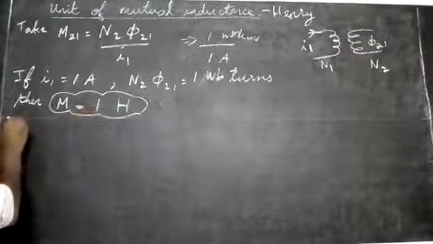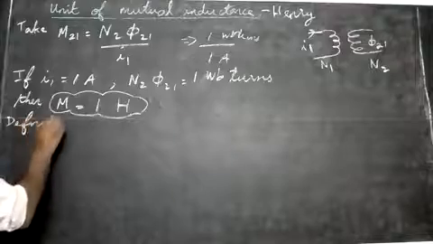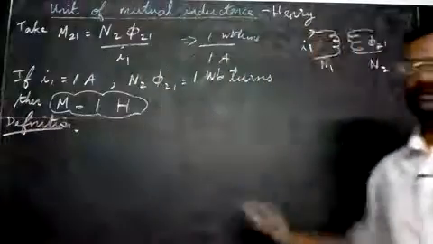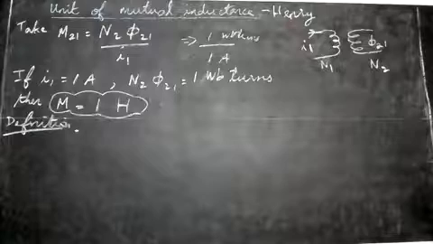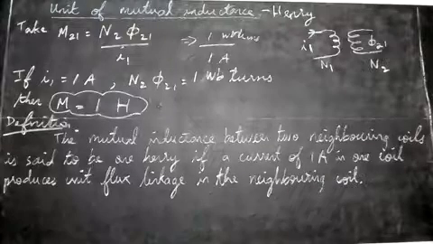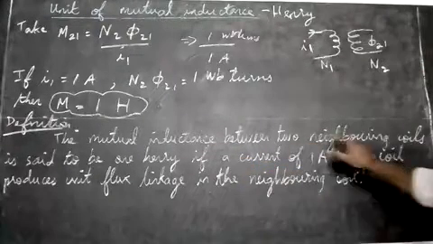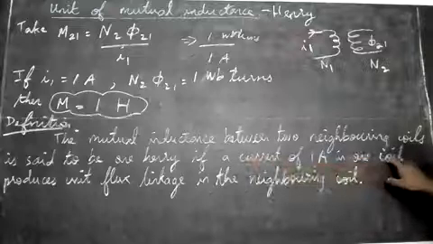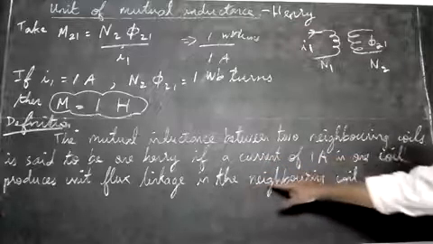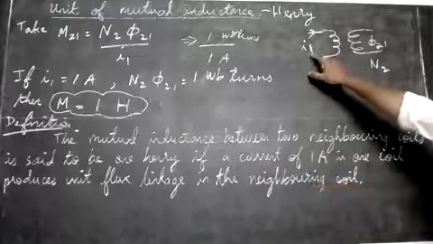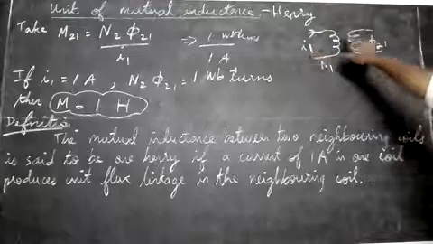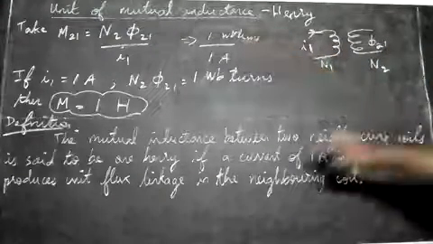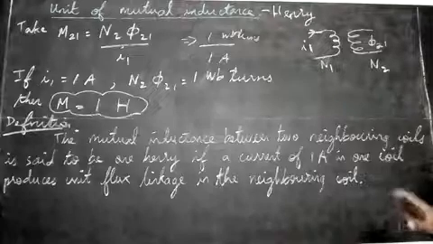Let's see the definition now. The mutual inductance between two neighboring coils is said to be 1 Henry if a current of 1 ampere in one coil produces unit flux linkage in the neighboring coil. That means you send a current of 1 ampere in the first coil, and the flux linkage, that is N2 phi 21, will be 1 Weber turns. That is unit flux linkage. This is the definition for mutual inductance.